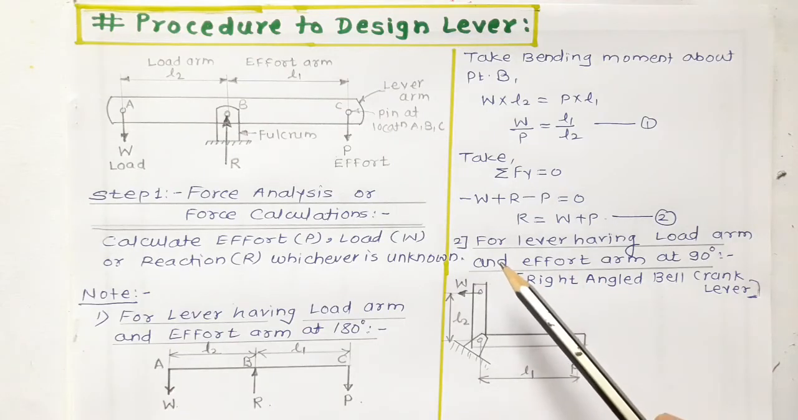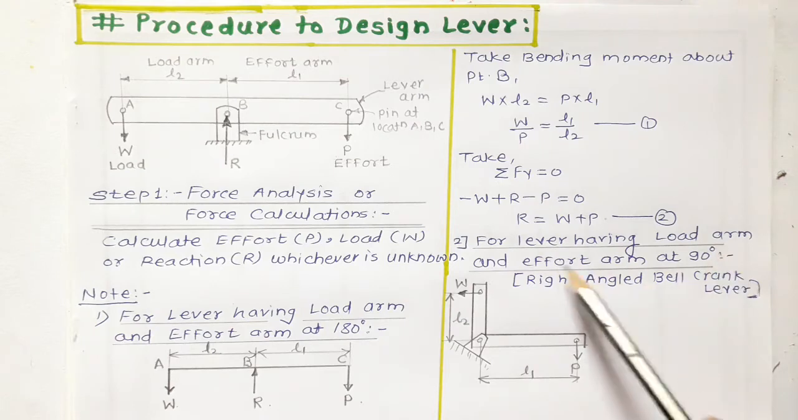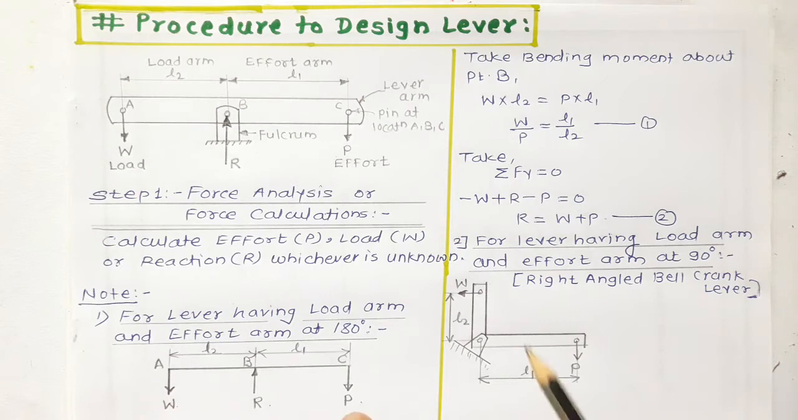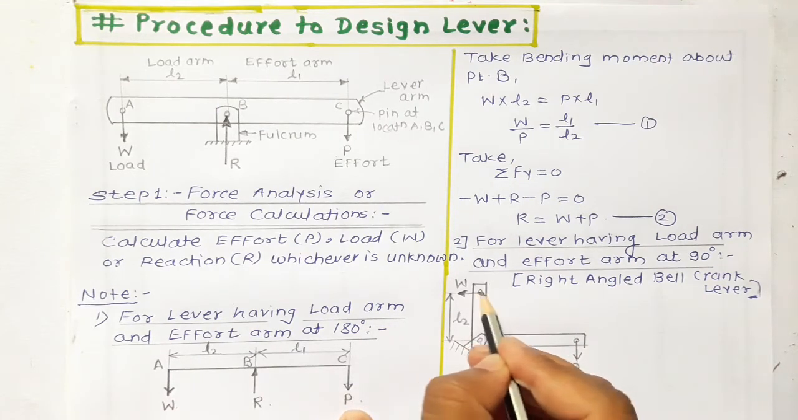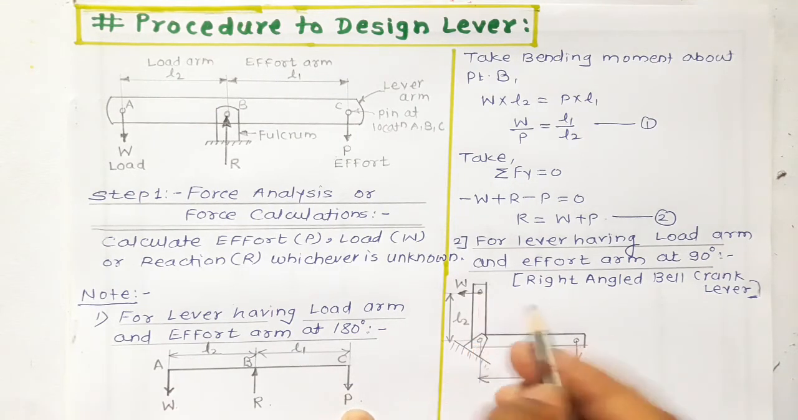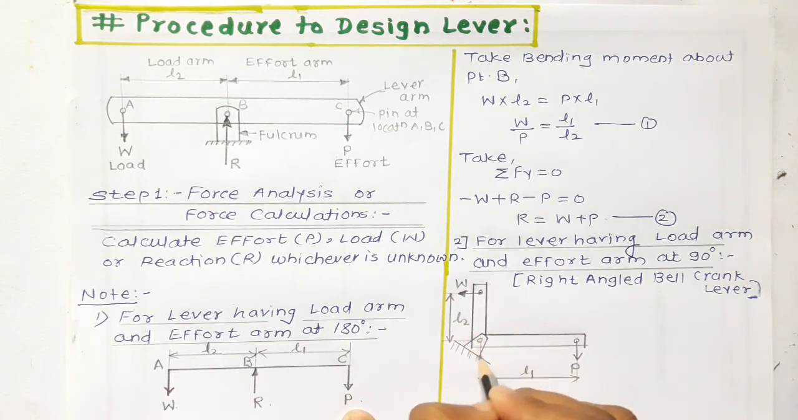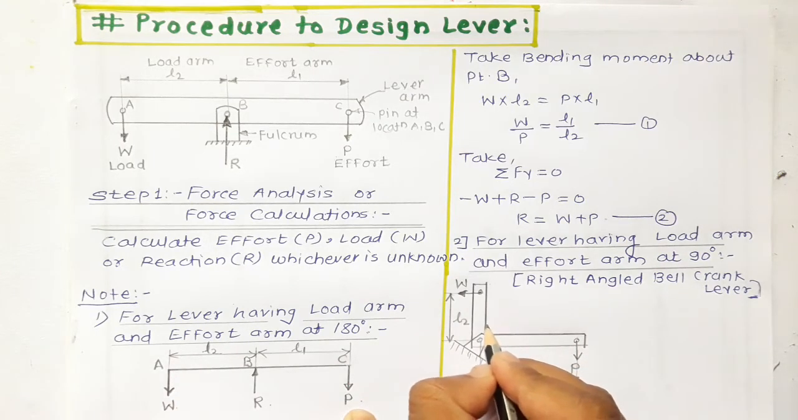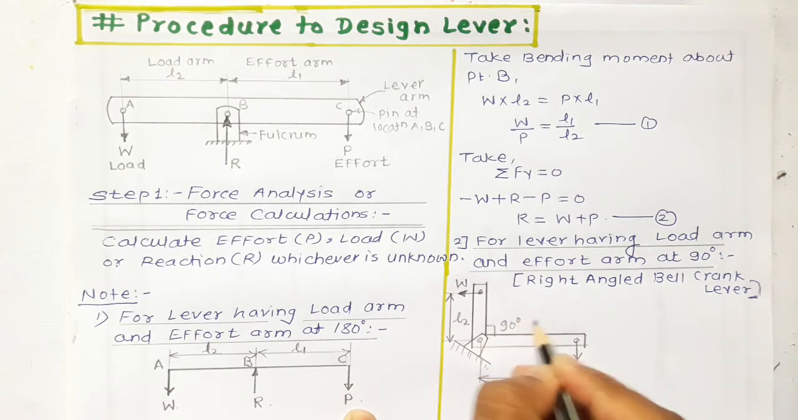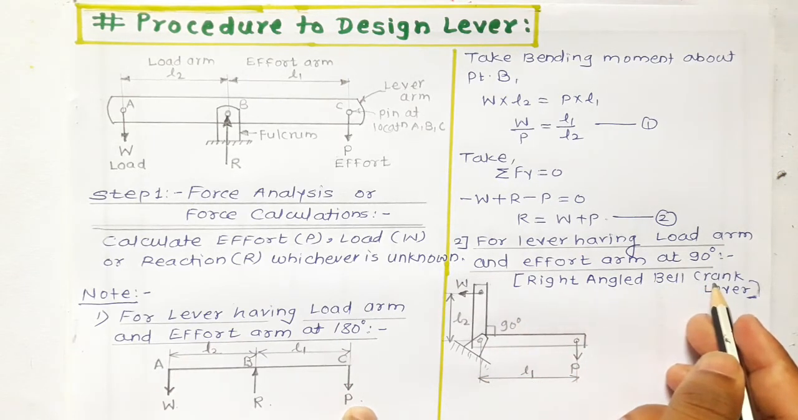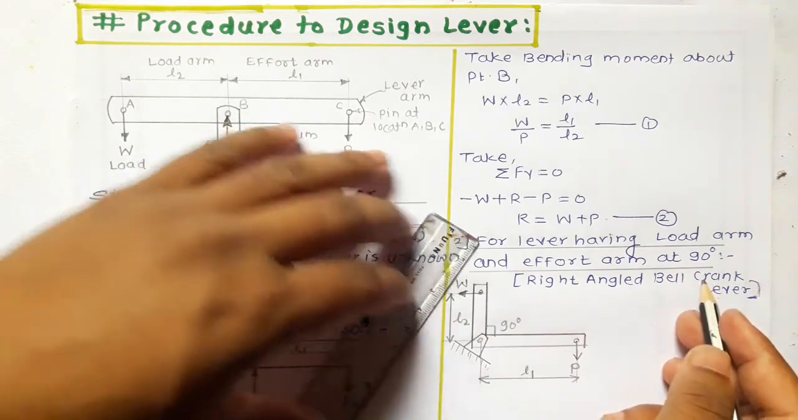Now the second point, consider a lever having load arm and effort arm at 90 degree, which we call a right angled bell crank lever. So we know that the arm at which load is applied, external load, is called the load arm. Distance from the fulcrum is L2. This is the fulcrum about which this lever will oscillate. This is the point at which effort is applied, so this is the effort arm, and the length of effort arm is L1, and angle between these two is 90 degree. So this we call a right angled bell crank lever. Now in this case the reaction will be at this fulcrum.